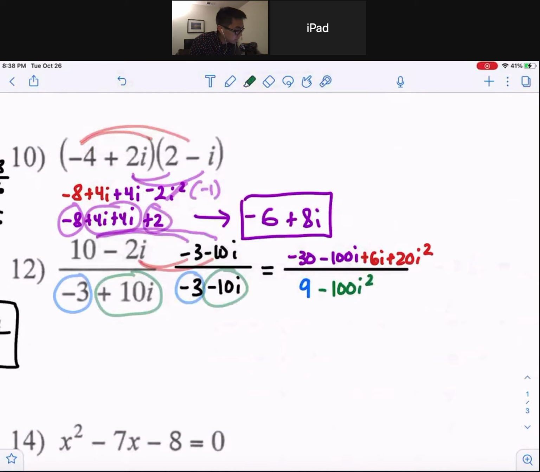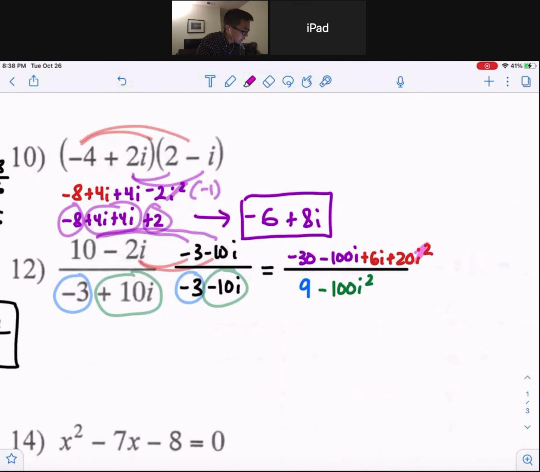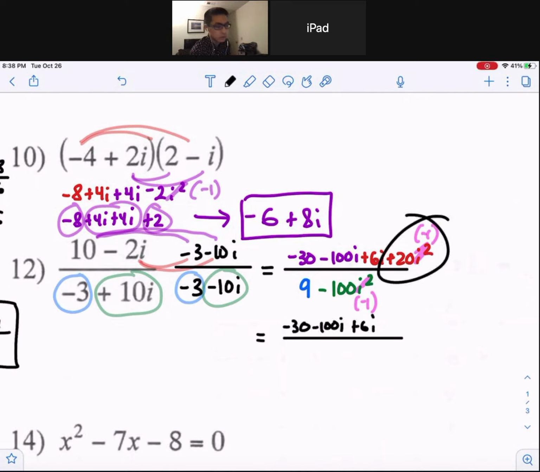And recall, you guys, both the i to the seconds become negative 1, right? So let's do this. Rewriting this, negative 30 minus 100i plus 6i. 20 times negative 1 is negative 20. And we got 9. Negative 100 times negative 1, you guys, that's a positive 100.